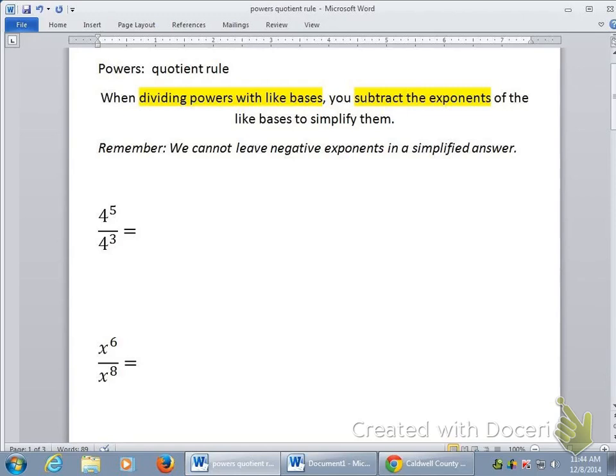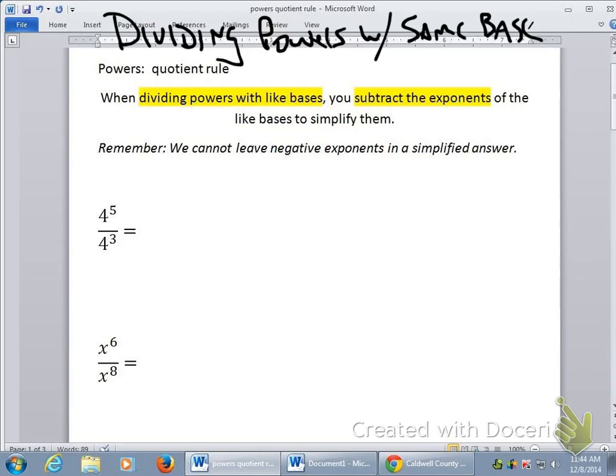This first one, you can tell we got 4 to the 5th divided by 4 to the 3rd. They are 2 powers, and they both have the same base of 4, so I'm just going to subtract exponents. When I do that, 5 minus 3, of course, is 2. And then I simplify: 4 squared is 16. Okay?